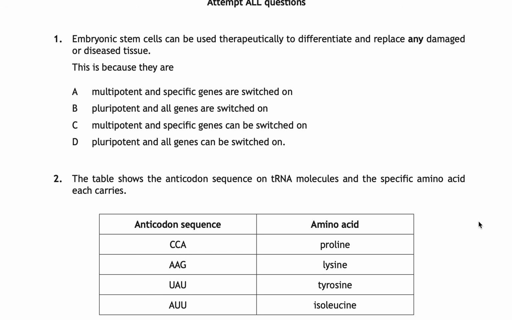Okay, so the correct answer for 1 is D. They're able to do this because they are pluripotent. Hopefully you remember, embryonic stem cells are pluripotent, unlike tissue stem cells which are multipotent, and all genes can be switched on. The difference between D and B is that in pluripotent stem cells, all genes have the ability to be switched on. It's not the case that they are all switched on and they become anything. So for question 1, the correct answer is D.